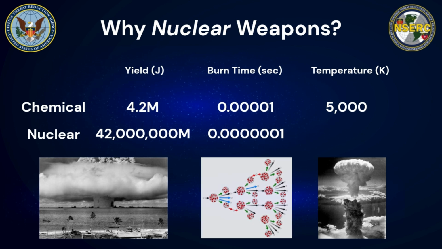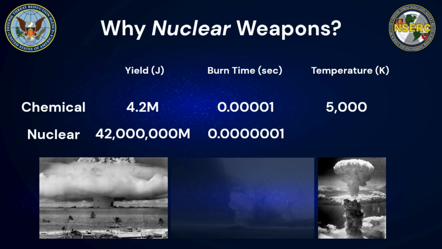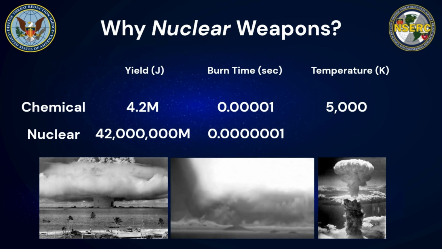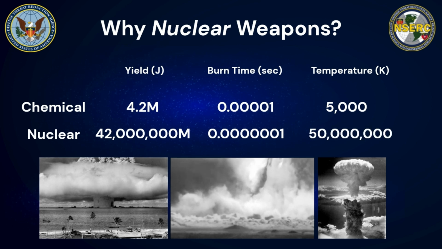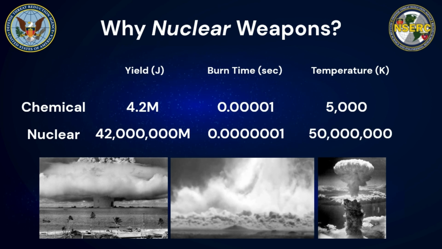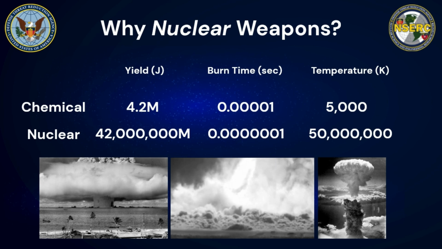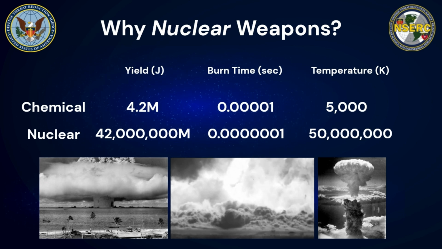Lastly, let's compare explosion temperatures. Unlike our chemical explosion, which reaches around 5,000 degrees Kelvin, our nuclear fuel has the potential to burn as hot as 50 million degrees Kelvin, or around 10,000 times hotter. These are temperatures higher than those found on the surface of the sun.